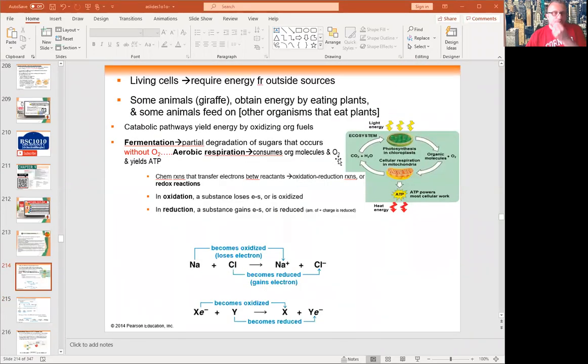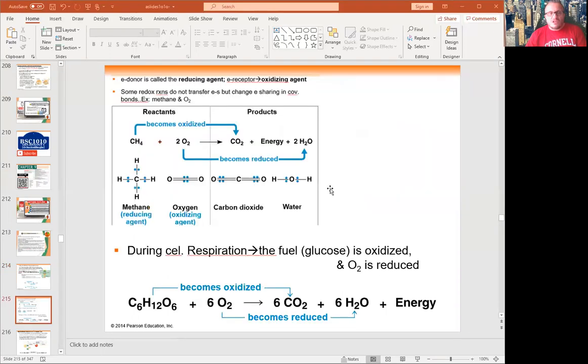So living cells require energy from outside sources. That can be provided by, again, catabolic pathways that yield energy by oxidizing organic fuels. Okay, and so there are these oxidation-reduction reactions, which basically means that a part of it oxidizes the reaction and the other part is being reduced. During cellular respiration, glucose is oxidized while oxygen is reduced to water.